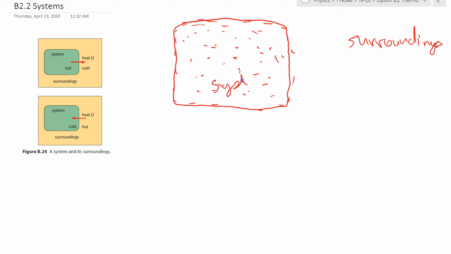That's the system. And we can say that particles can flow across the boundary sometimes. If particles can flow, that's called open. That means mass transfer can happen. Closed means no mass transfer can happen.